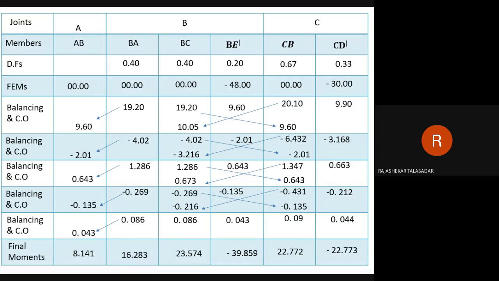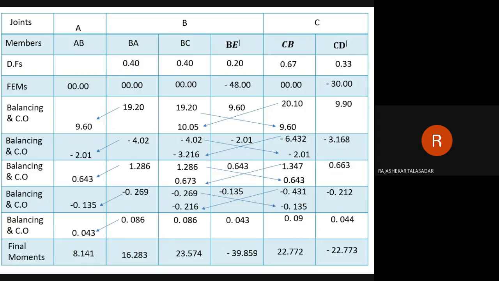Then at joint C, CB is a column again, no moment because no column is carrying load here. But CD dash is minus 30. DC comes in the other half, so I am not taking that. While entering these fixed end moments, you should be very careful. I am repeating that again. Once you enter the fixed end moments, the usual process is balancing and carry over.